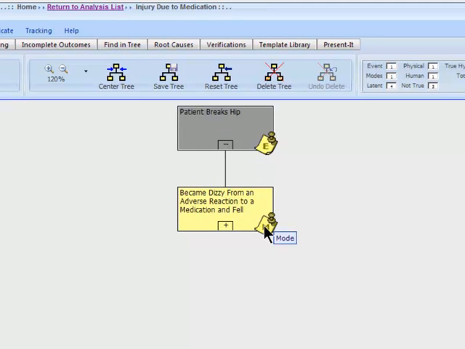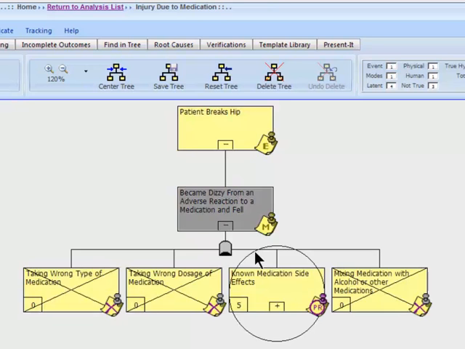The M in this case is the mode. Now, we don't understand from this point about the details of exactly what happened, so we become hypothetical. We ask, how could? So how could the patient have become dizzy from an adverse reaction to a medication and fall? The possibilities are taking the wrong type of medication, taking the wrong doses of a medication, known medication side effects, or mixing medication with alcohol or other medications.